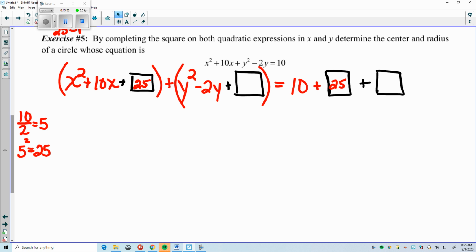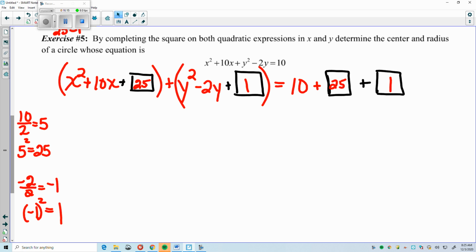Okay, we're going to do the same with y. Find my middle term. Watch your sign on this. My middle term is -2. I take half of -2, which becomes -1. We square -1, and then it becomes +1. And then we add that to both sides.